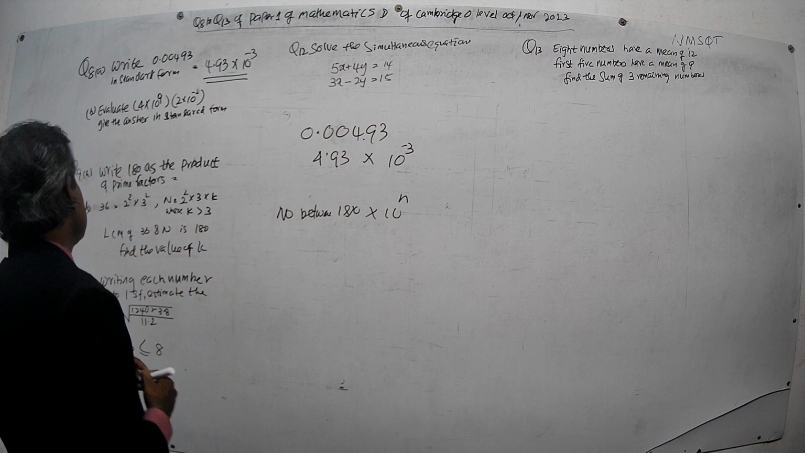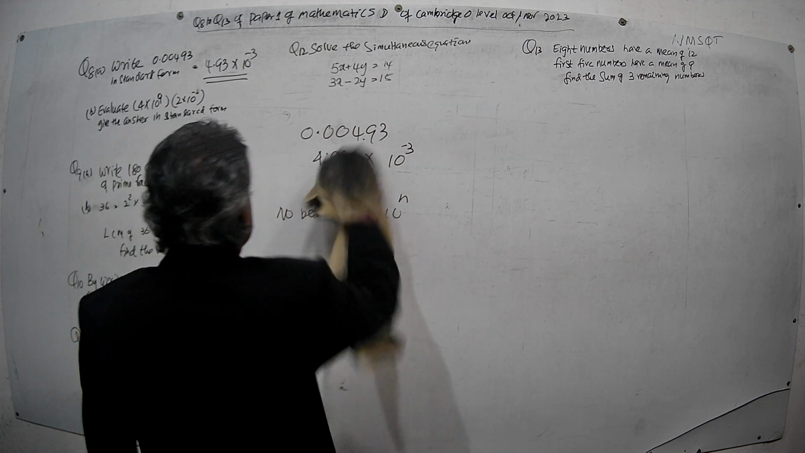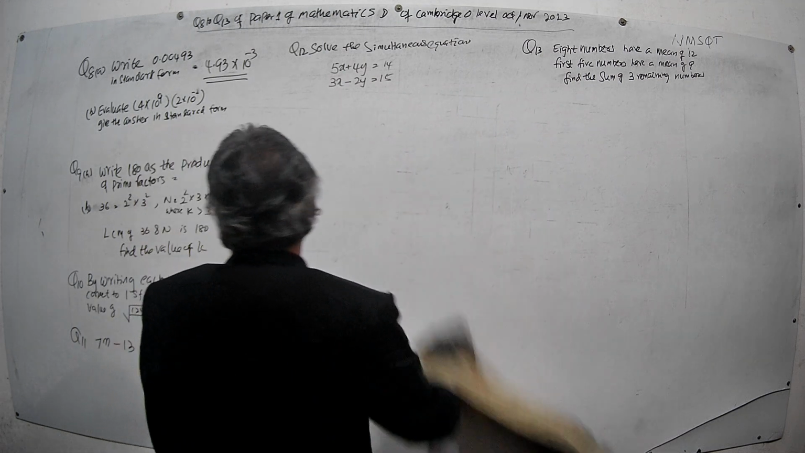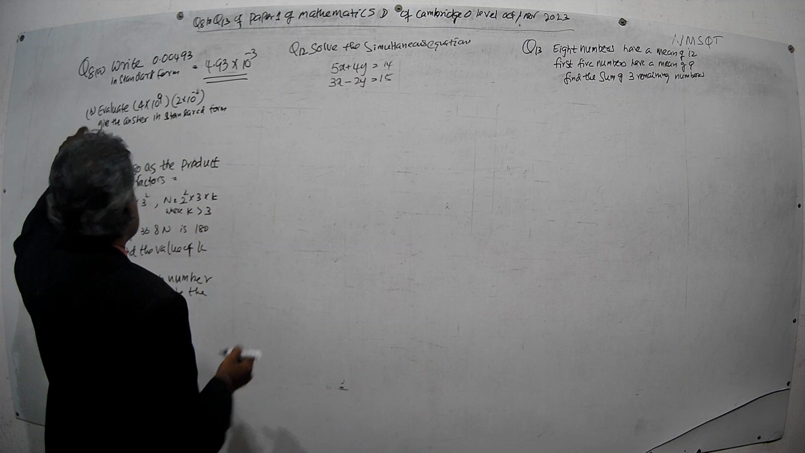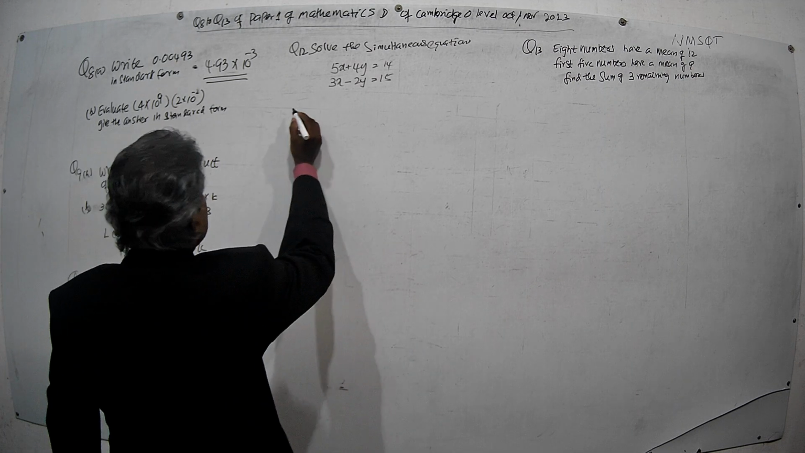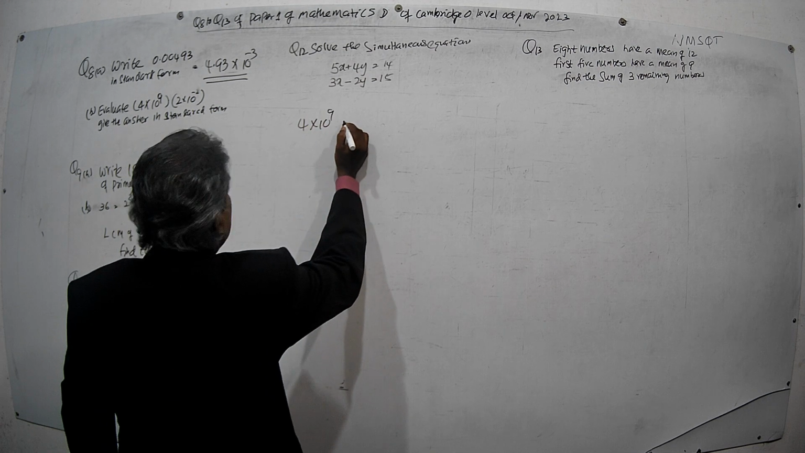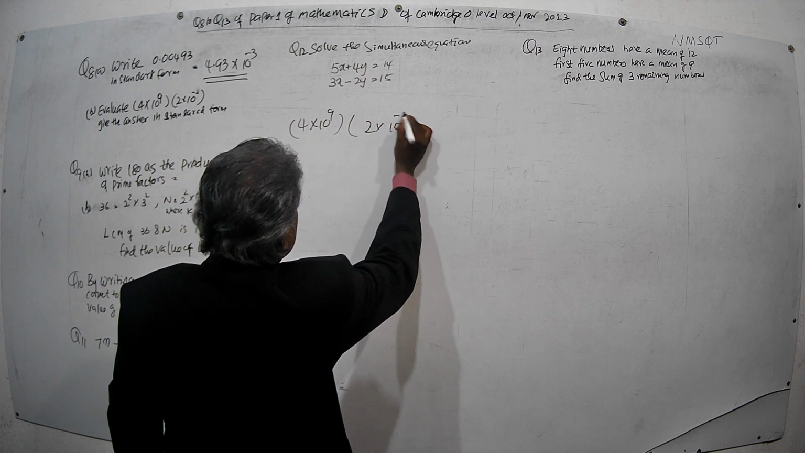Now evaluate the given standard form statement. Here they have given question 8 part B. That is 4 times 10 to the power 9 times 2 times 10 to the power minus 2, right?